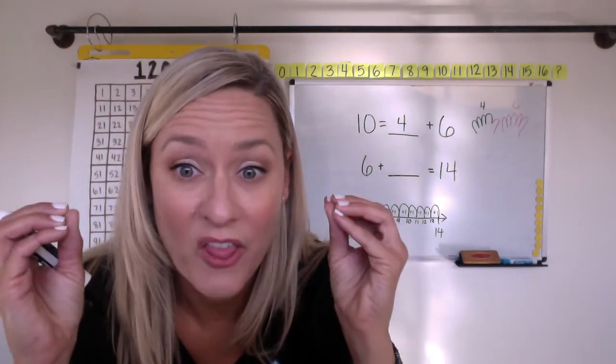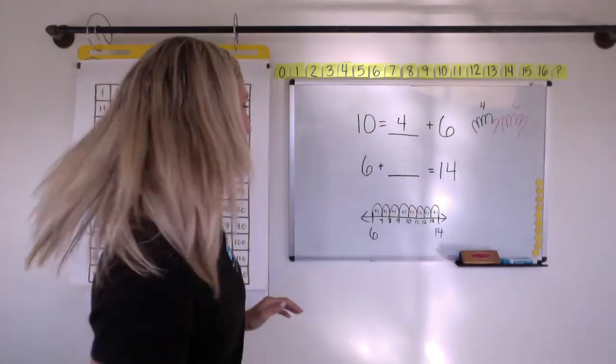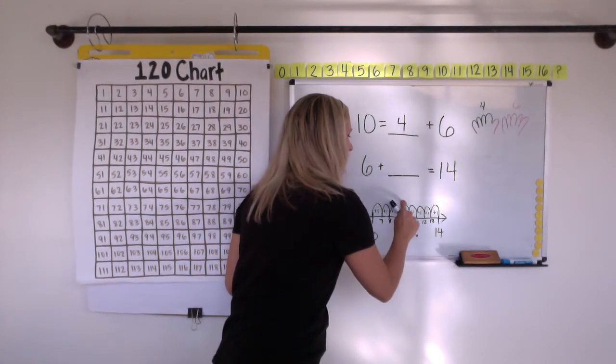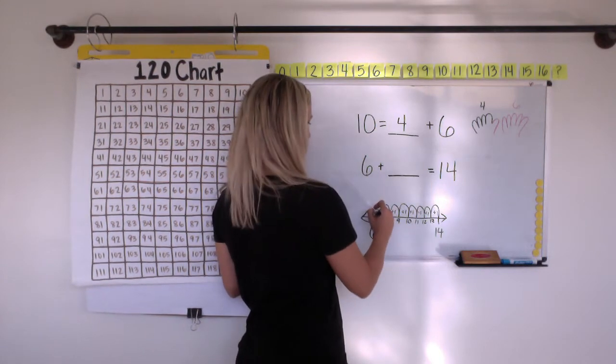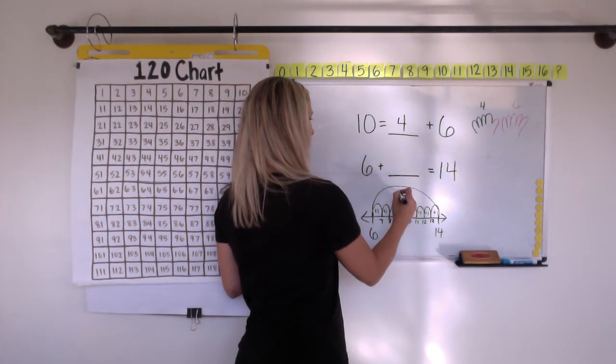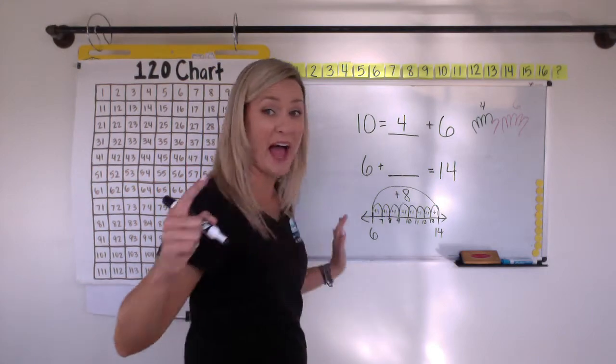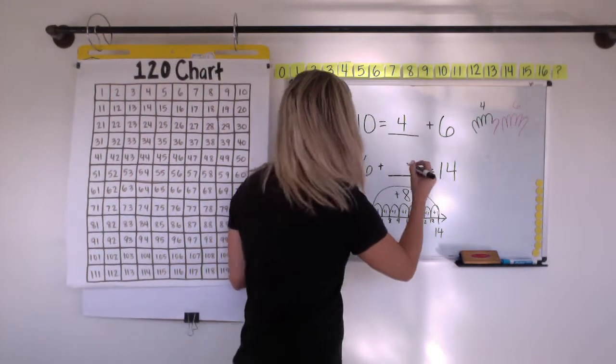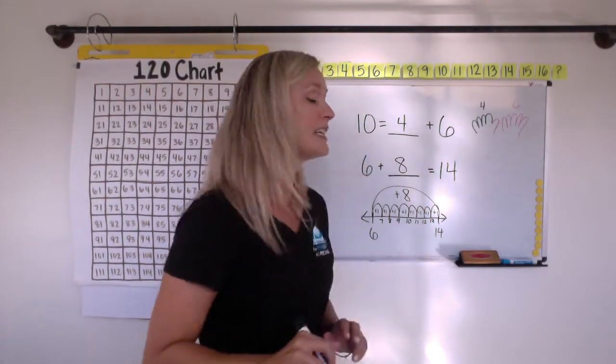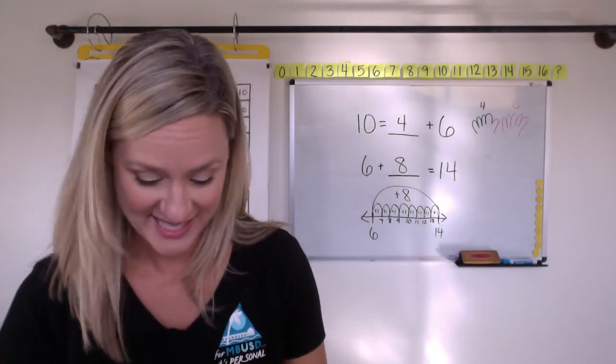It's in the hops. Okay, so we hopped 1, 2, 3, 4, 5, 6, 7, 8 times. Woo! We hopped 8 times. So that is our answer. 6 plus 8 makes 14.